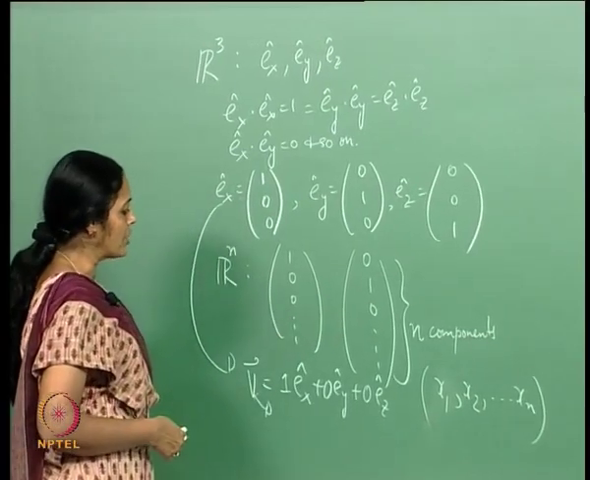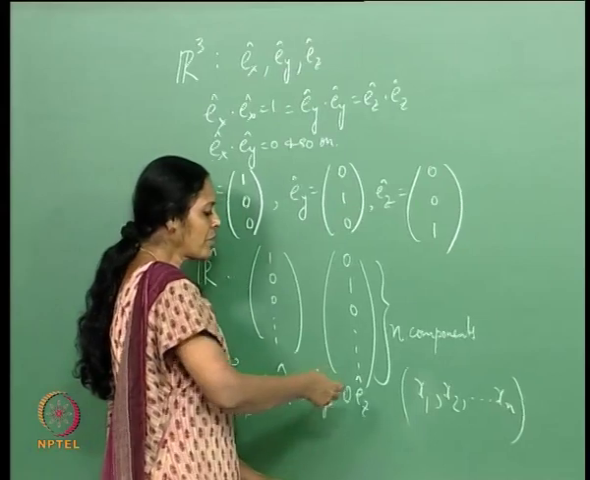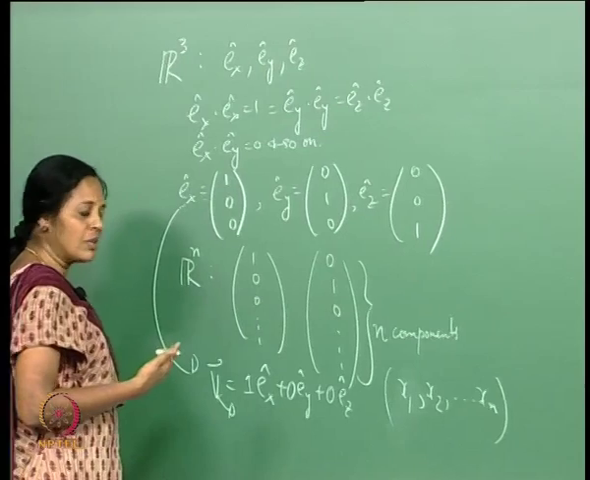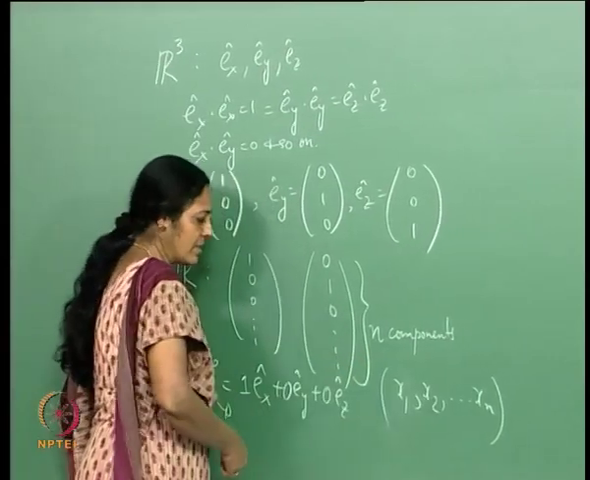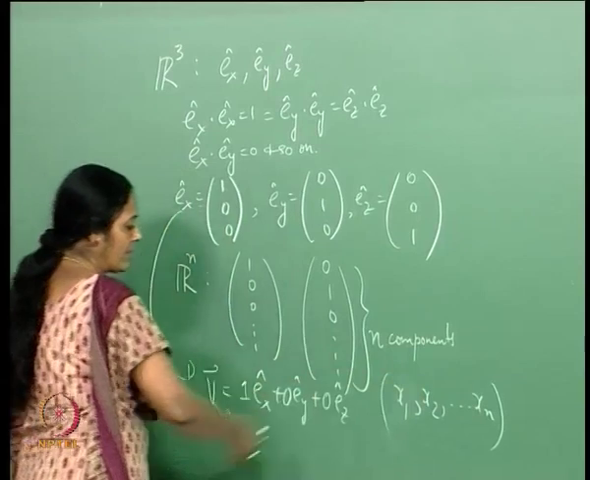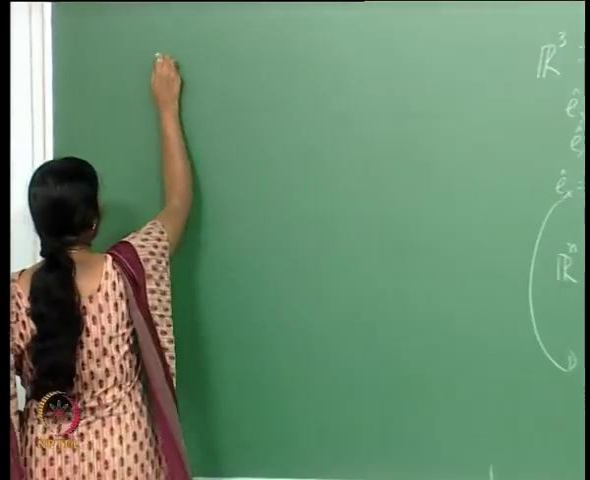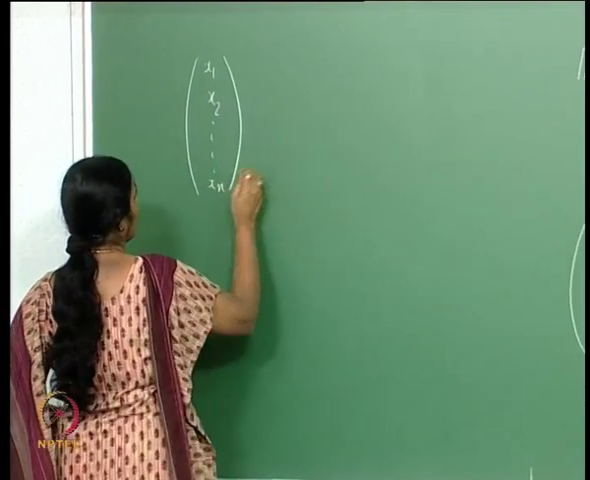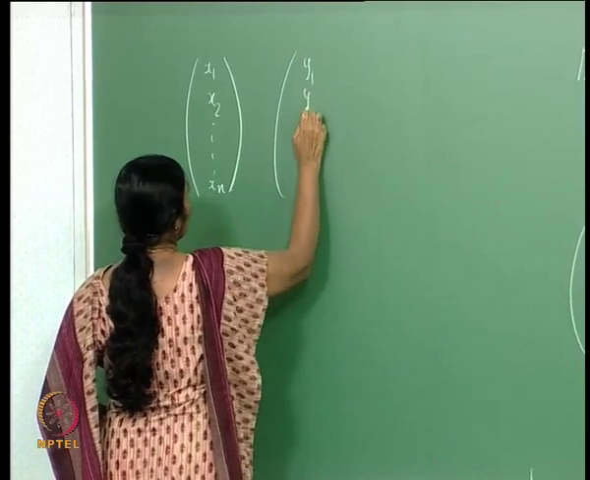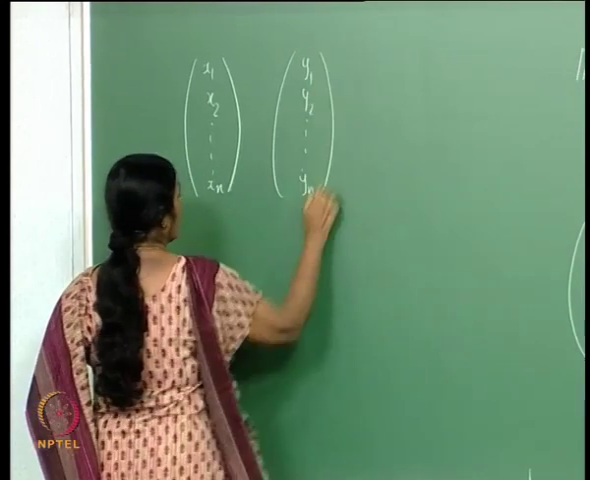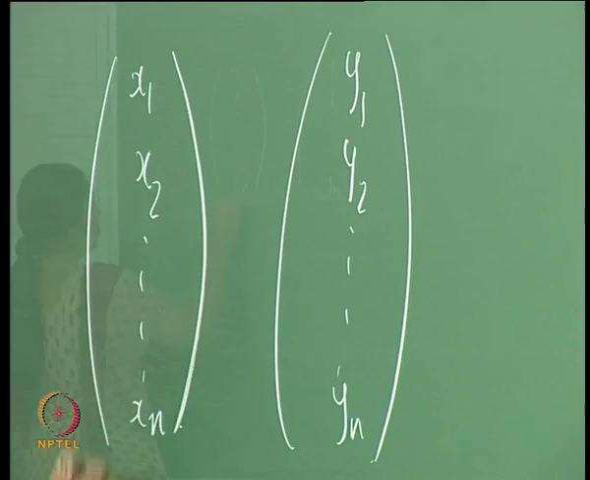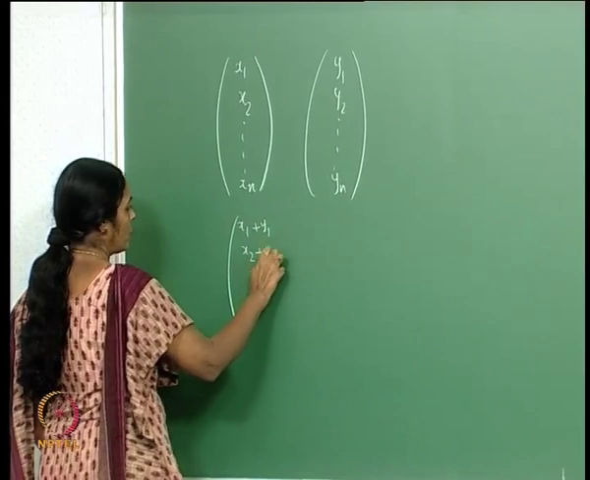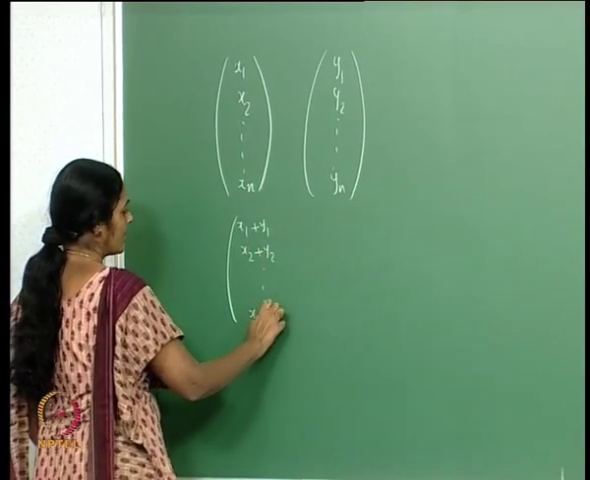I can now extend the concept further. Instead of having x1, x2 to xn, I can talk of the entries being complex. How would I define addition here, for instance? If I have the column x1, x2 to xn and y1, y2 to yn, how do I add these vectors? When I add them, the resultant would be x1 plus y1, x2 plus y2. So, there is a component-wise addition.